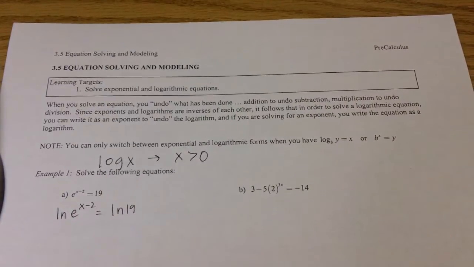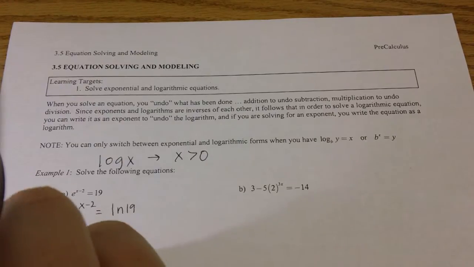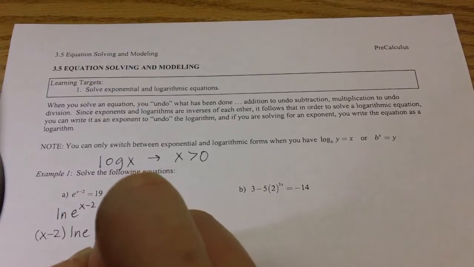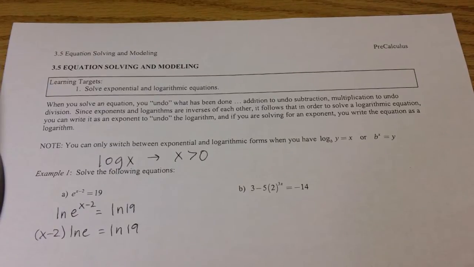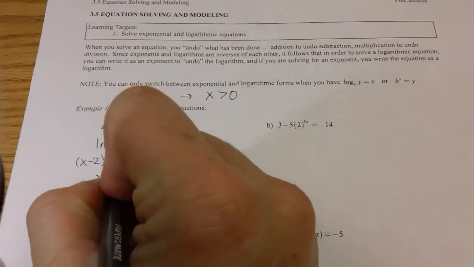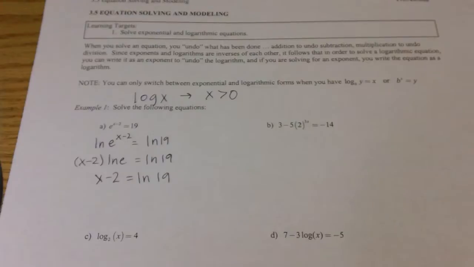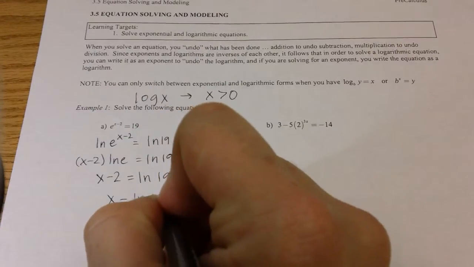When you take the natural log of e to the x minus 2, we can use the properties that we learned in the last video, and that's equivalent to x minus 2 times the natural log of e, which equals the natural log of 19. The natural log of e is 1, so we have x minus 2 equals the natural log of 19. Then when we add 2 to both sides, we get x equals the natural log of 19 plus 2.